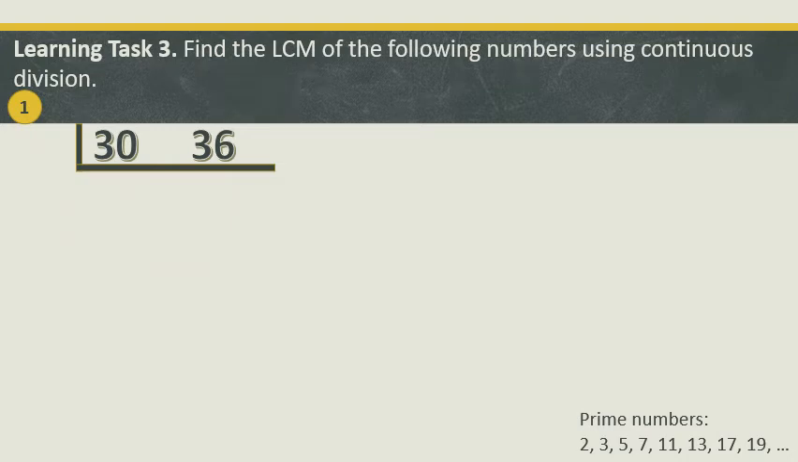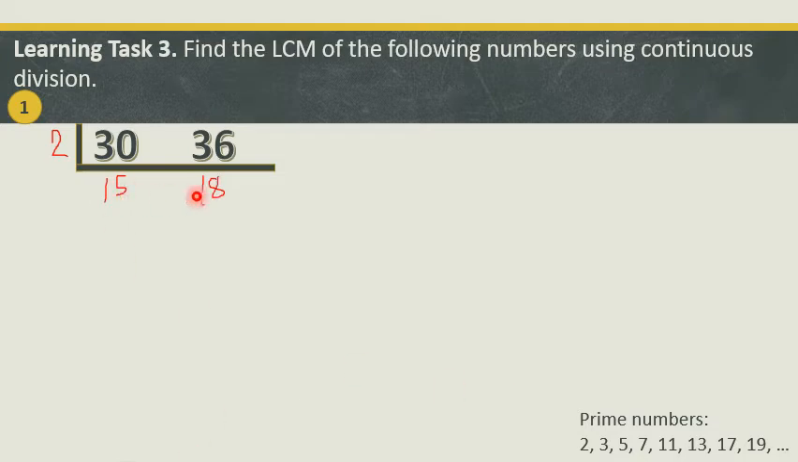And for the learning task 3, we will find the LCM naman. So, LCM naman tayo of the following numbers using continuous division. Medyo mahaba-haba yung process ng LCM, pero halos katulad lang din ng GCF. Dito lang, ang kailangan na maging divisors natin sa huli ay 1. Okay? Sa 30 and 36, sila ay parehong even numbers, so pwede natin i-divide sa 2. So, 30 divided by 2 is 15, and 36 divided by 2 is 18.